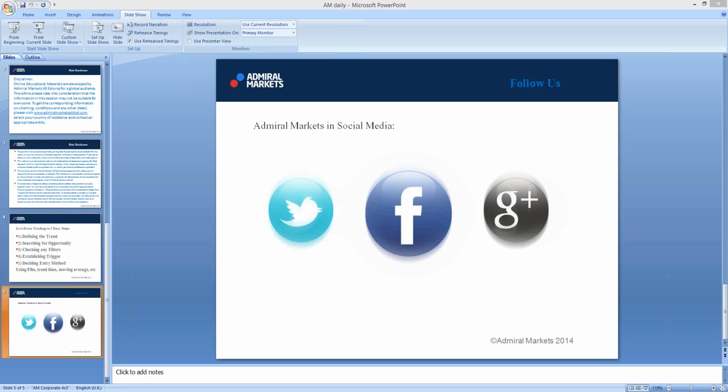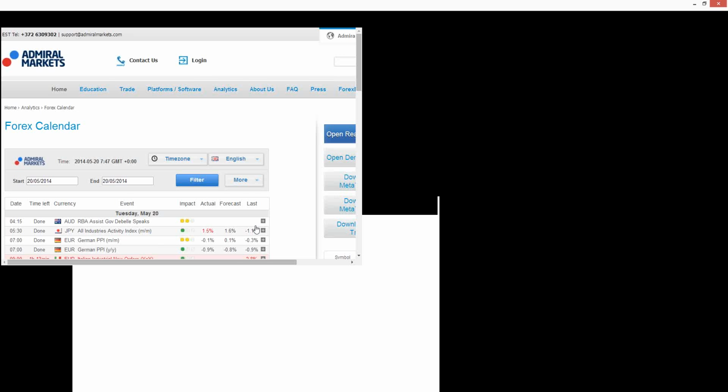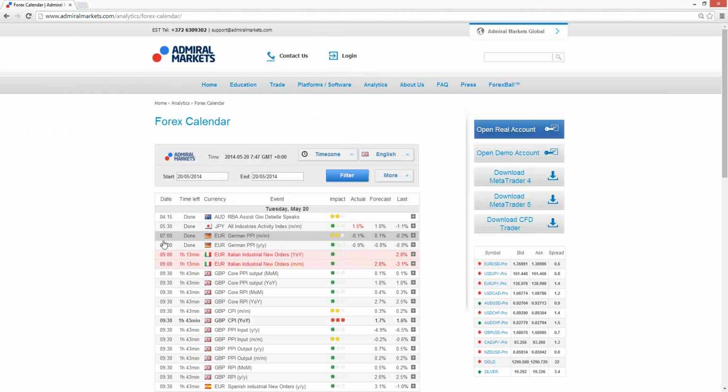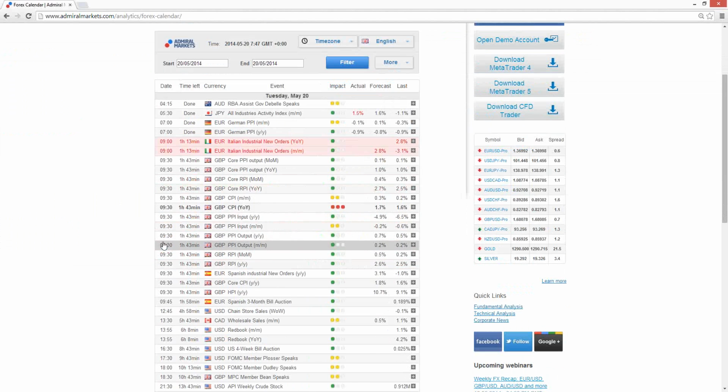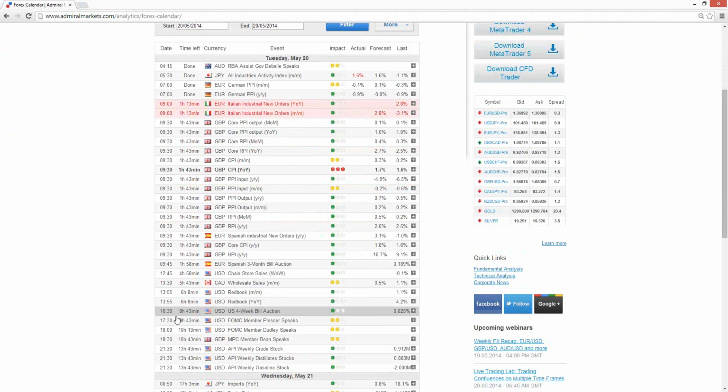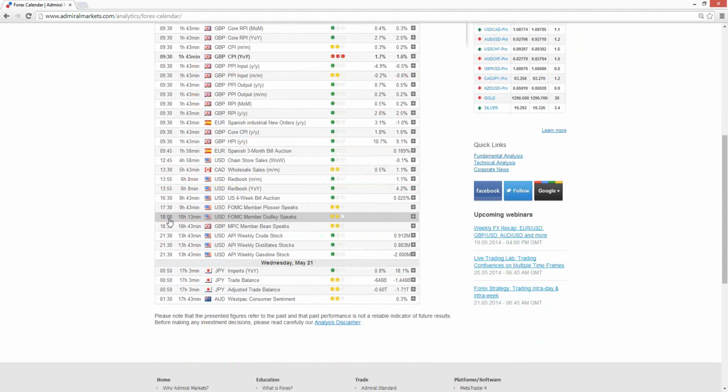And with that said, we always take a look at the calendar quickly to see what's going on. We've got GBP CPI in 1 hour 43, and a lot of pound news connected to that. Then we have some dollar news, but most of it is lighter impact except the CPI today.